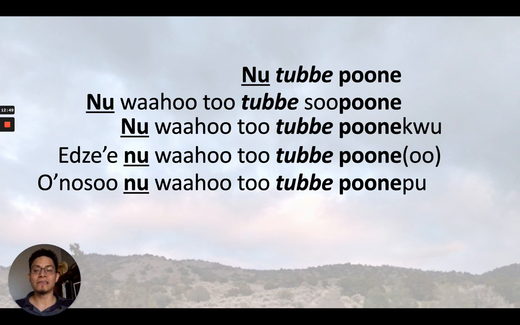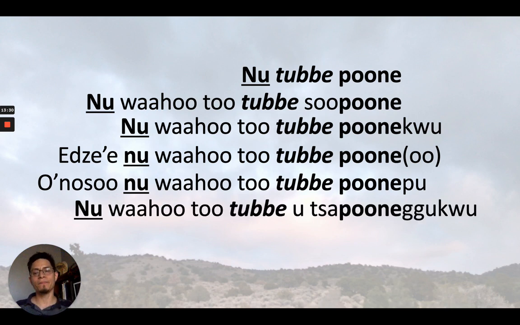This next sentence says, O nosu wahu tutubi punip. So, o nosu is a word that can refer to something that took place long ago. So it means long ago I saw two black rocks. That verb, punip, with the suffix p, is used for something that took place long ago, in the distant past. It can mean long ago I saw two black rocks, or long ago I had seen two black rocks. Both of those are valid translations.